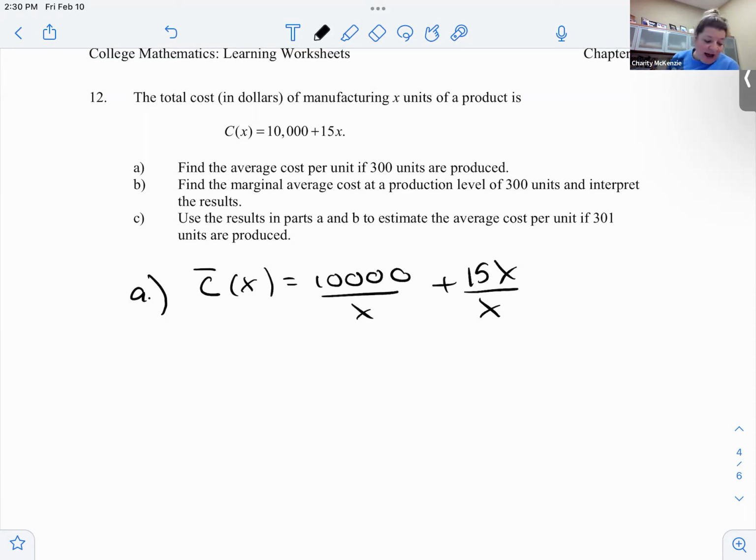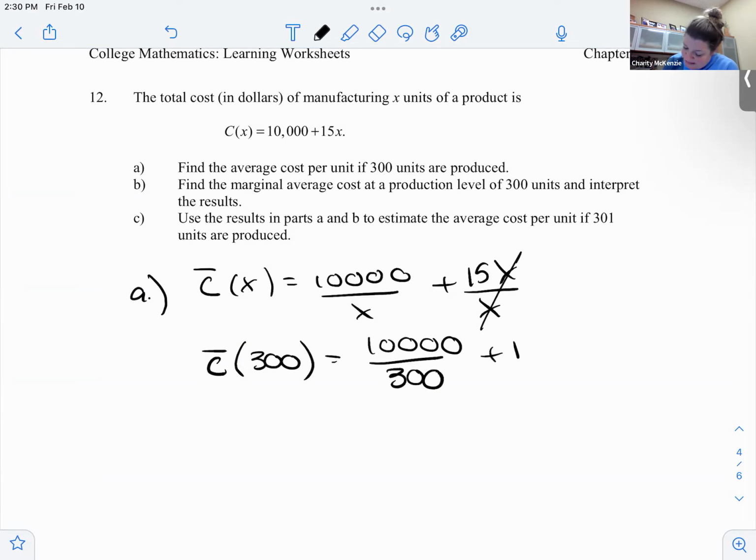But if I simplify this, these x's will cancel, and then I can put in the value of 300. It ends up being 10,000 divided by 300 plus 15. Now you could have just put it in up above too. You would have got the right answers either way. Okay, so 10,000 divided by 300 plus 15, I get 48.33 repeating.